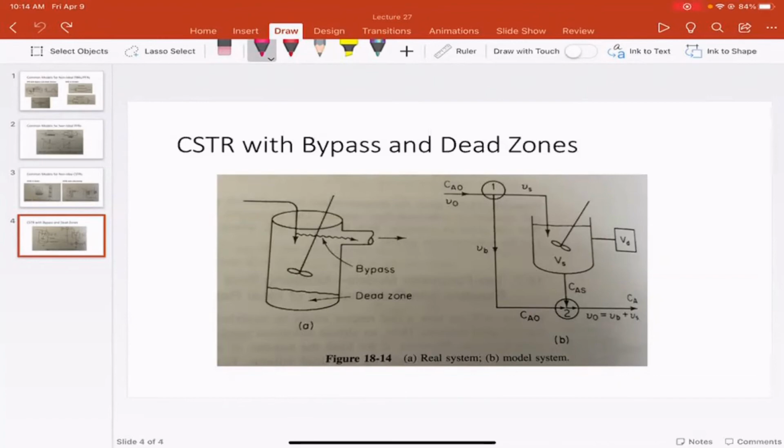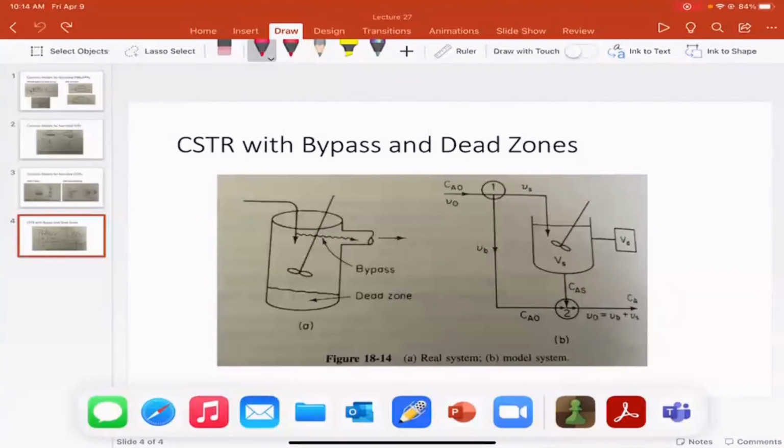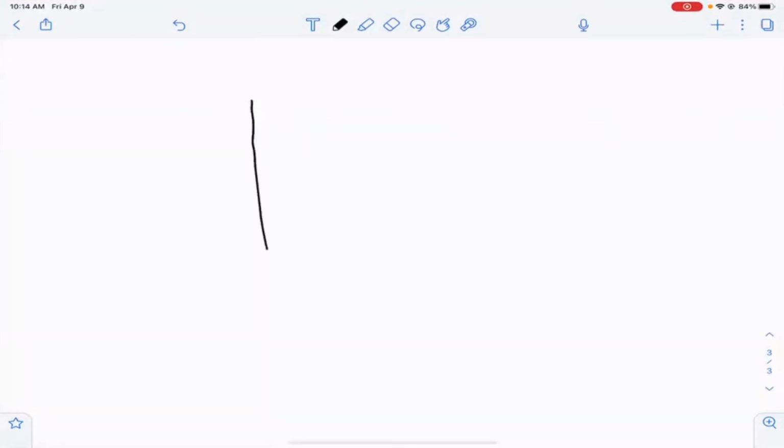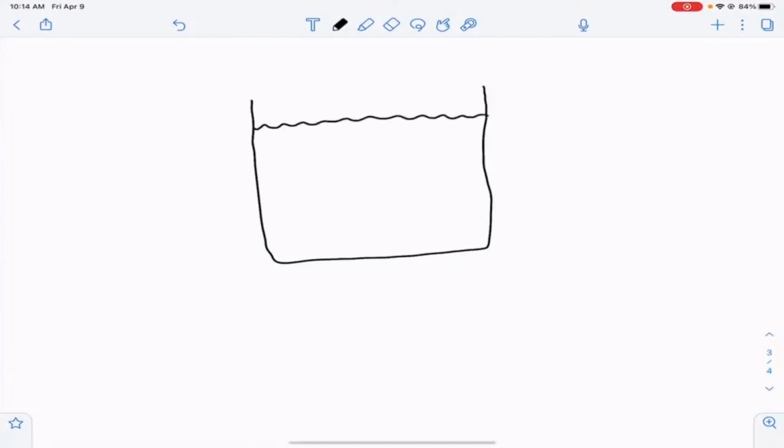All right, so then let's deal with this model a little bit more, because the next lecture is going to deal exclusively with this model for a CSTR. What we have is our reactor, and we know that we have bypass and dead zones. There are a couple of ways that we are going to look at this. So first, I'm going to draw just a simple diagram, and then we'll take it from there.